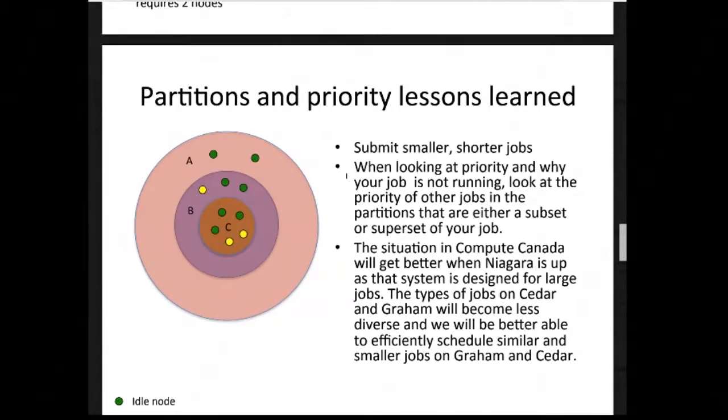Niagara is going to be a system for large jobs. Part of the reason we have such a complicated system on Cedar and Graham is that we have to meet the needs of every single type of user out there. When we have more systems, we'll be able to move the users who need to run large jobs away, and we'll be able to tune the system for the different types of users on Graham.